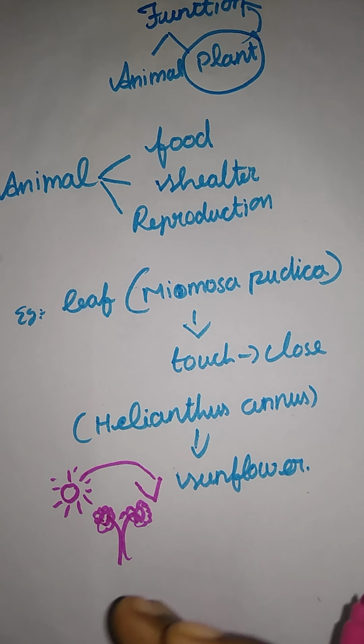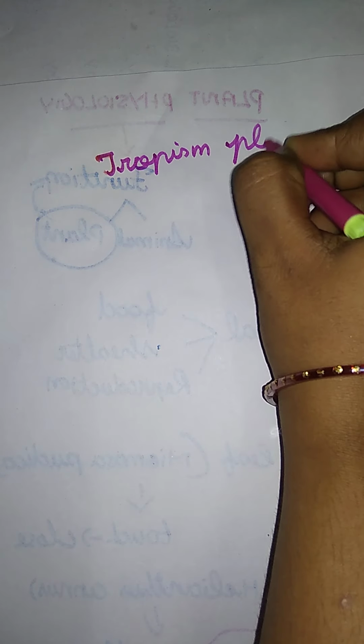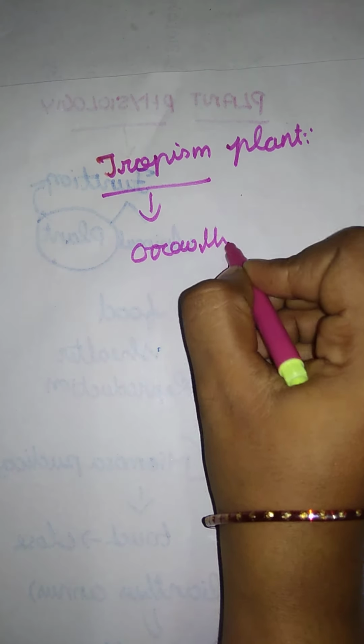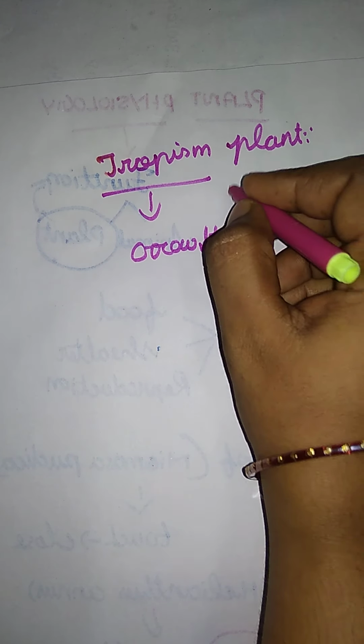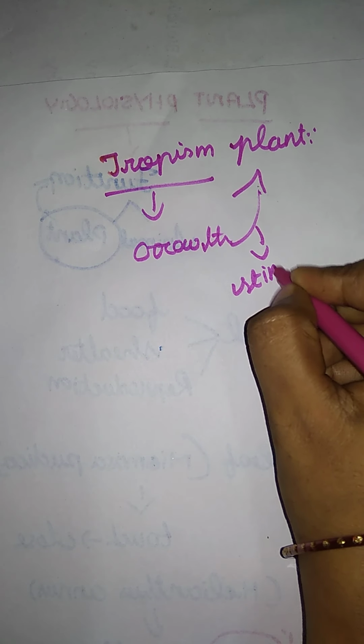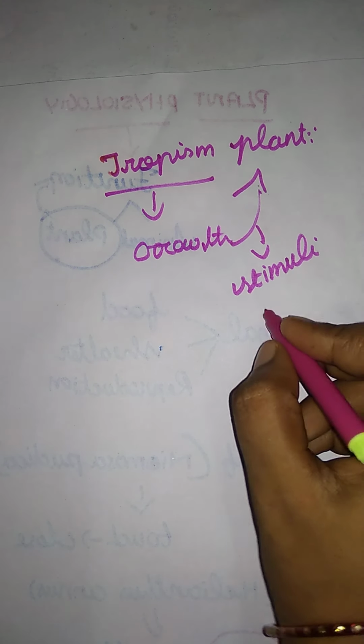Based on that stimulus, there are some types. They are given the name tropism in plants. Tropism. What is tropism? Tropism in plants means growth. Here, the growth of a plant based on the stimulus.